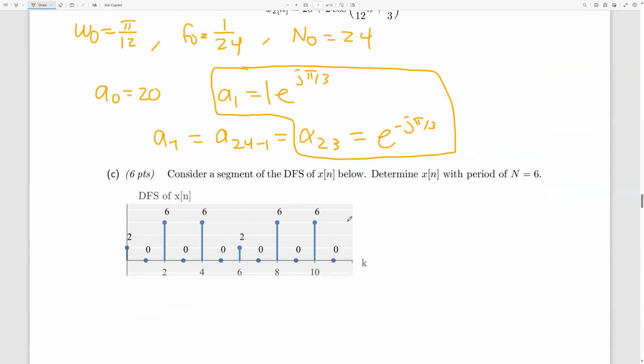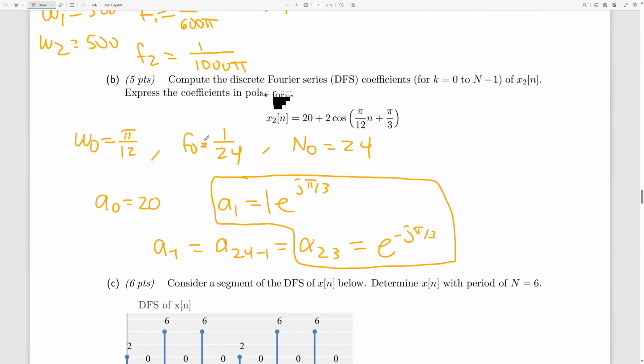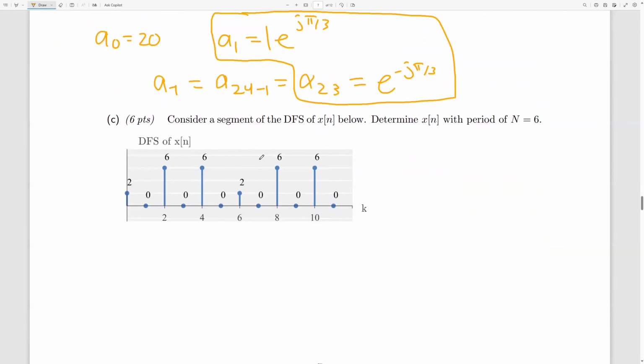Next, consider a segment of the DFS of x of n below. Determine x of n with a period of N equals 6. So it's somewhat similar in principle to what we just did in part B, and you want to piece it together based on what you're seeing. So what I'm seeing here is, let's see, it's periodic up to about this amount.